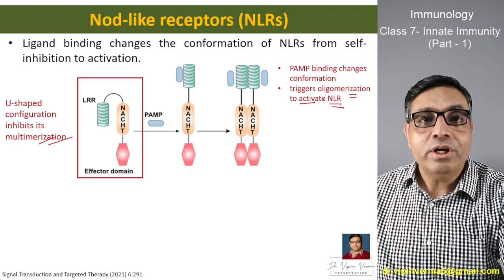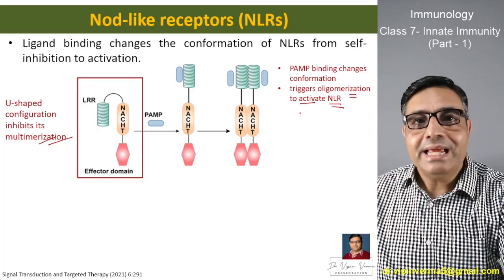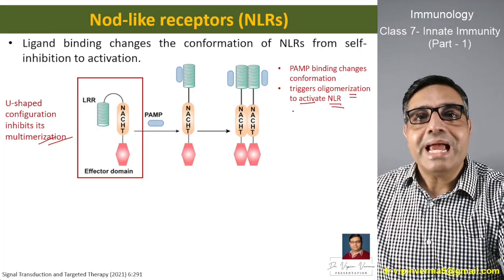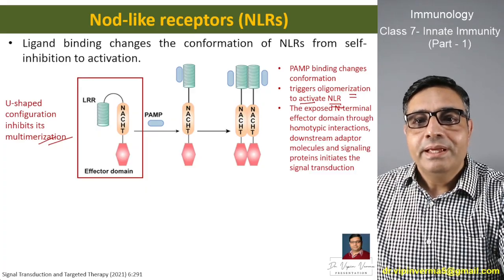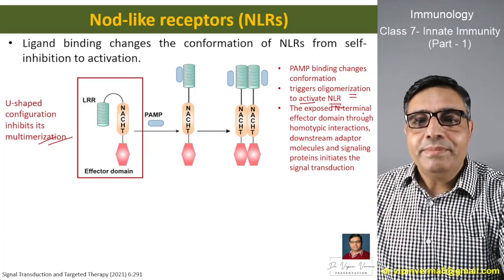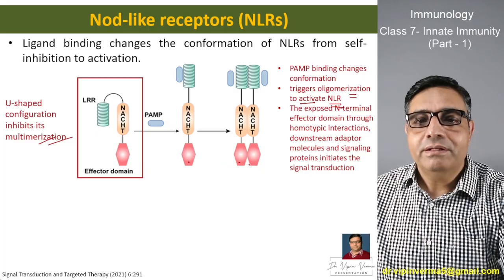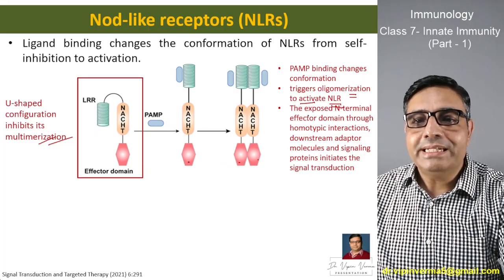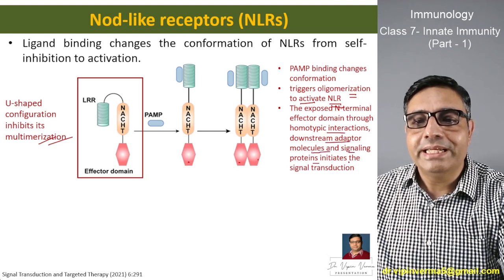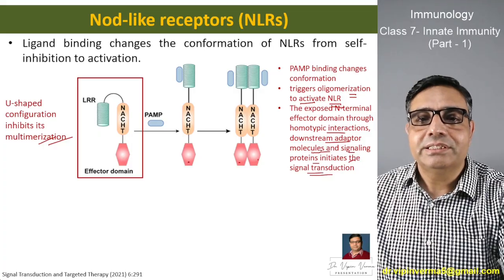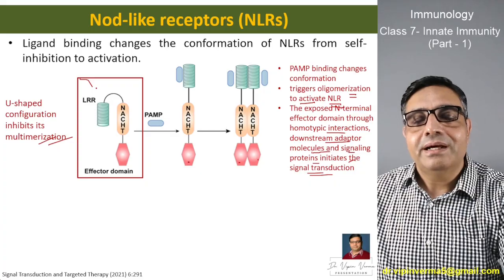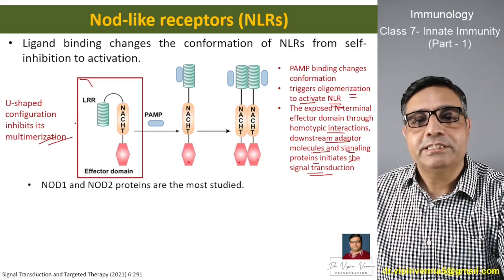If it is not oligomerized or dimerized, then this will not get activated. Okay, the exposed and terminal effector domain, so you know this is the effector domain, the pink one, right? The exposed and terminal effector domain, through homotypic interactions, downstream adapter molecules and signaling proteins initiate the signal transduction. So ultimately they get activated and the downstream signal transduction process takes place.